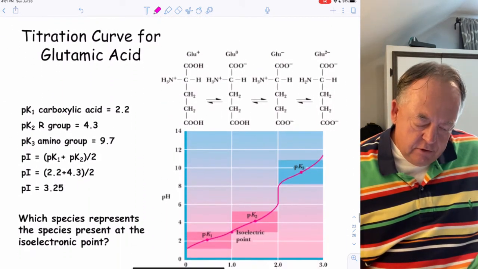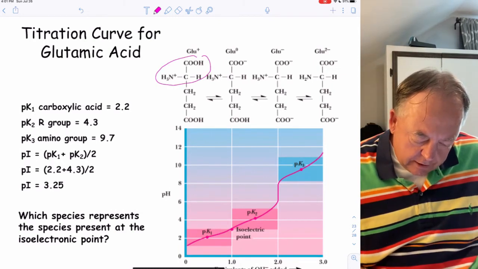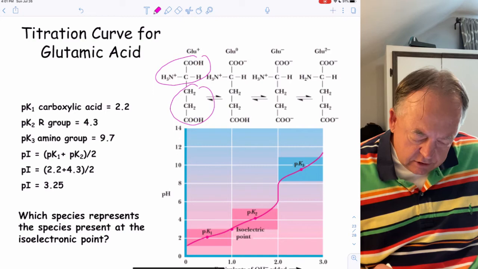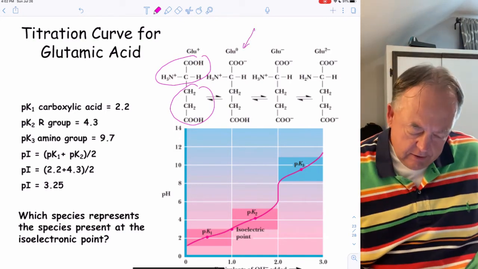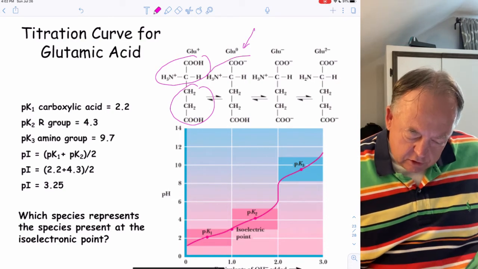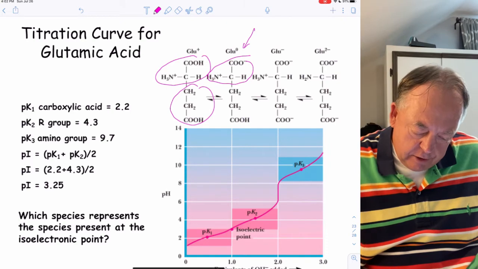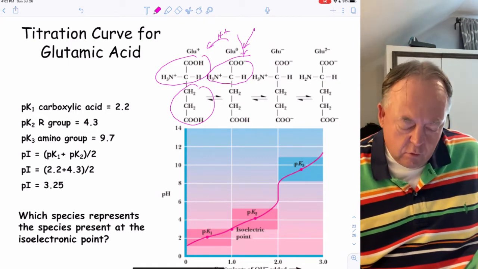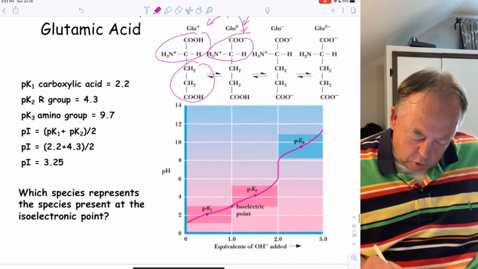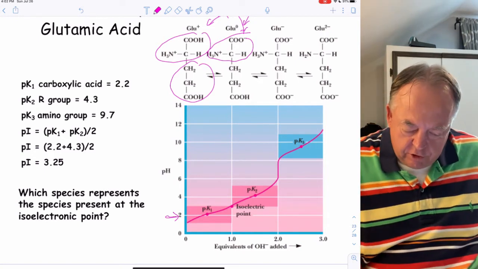So if this was glutamic acid instead, this is the side chain. This would be glutamic acid when it has no net charge. This is our ionic form, and the charges cancel each other out. If you drop the pH, you're going to put a proton onto that oxygen. So at low pH, down here, it has a net +1 charge. And then you start increasing the pH.